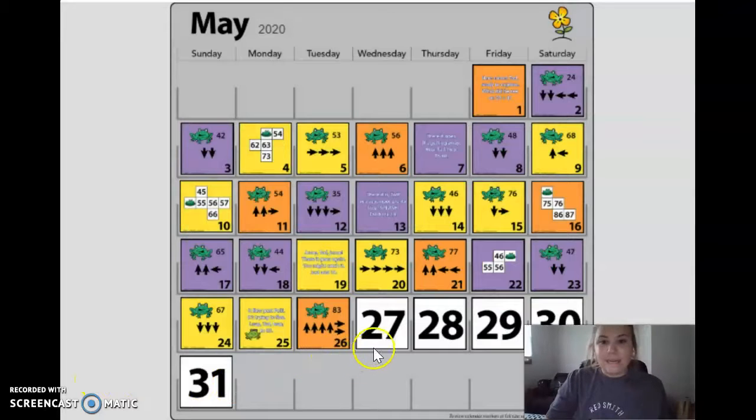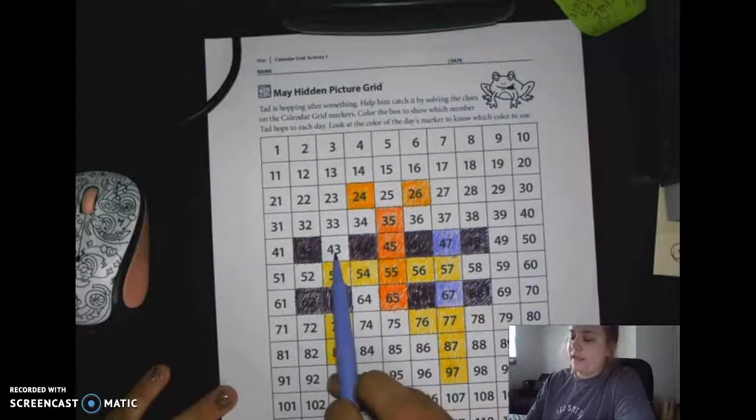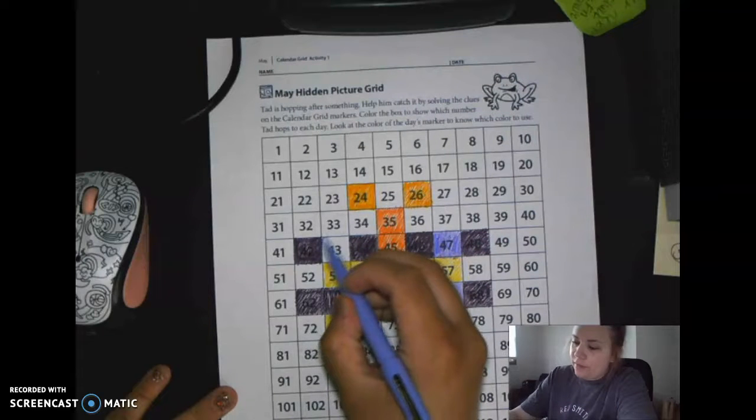Today is Wednesday, May 27th, 2020. We have a purple card, and it starts on 45 and goes left, left. We are starting on 45 and we're going left, left, and that brings us to 43.